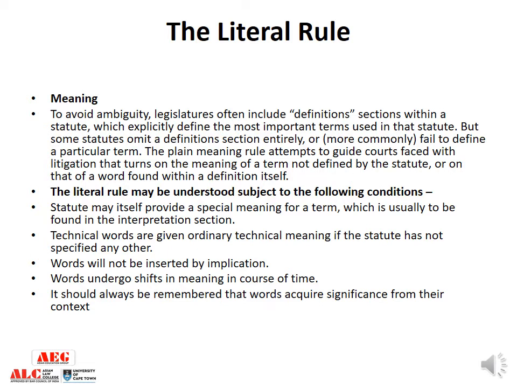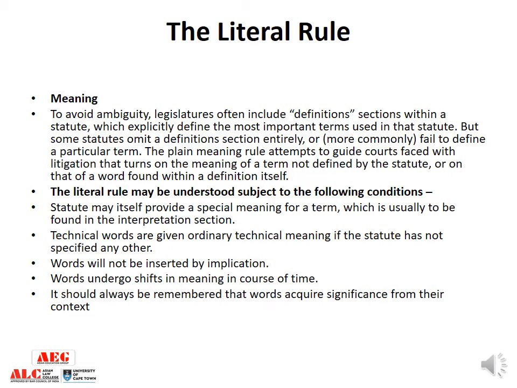Now there are majorly 4-5 types of rules: literal rule, golden rule, mischief rule, harmonious construction. These are the four major types. In this video, I am talking about literal and golden rule. Literal rule basically means that when there's a law in front of the court, it doesn't have to read anything beyond that law. Whatever meaning that law literally gives, the court has to interpret that meaning only, and then the court has to give the judgment.